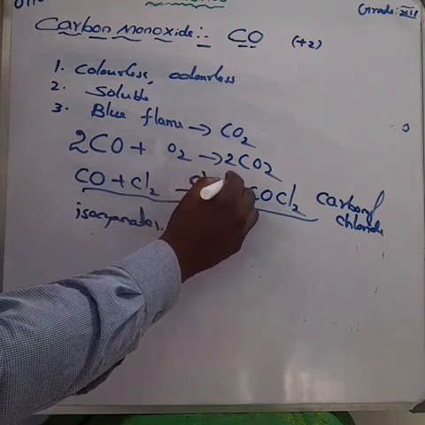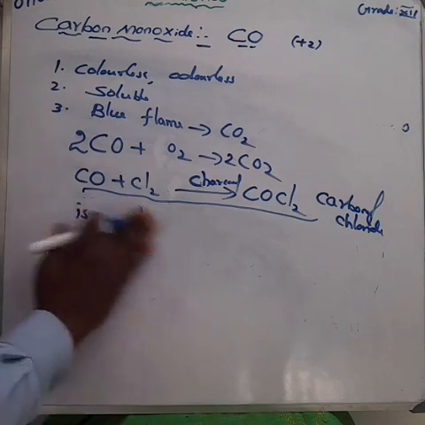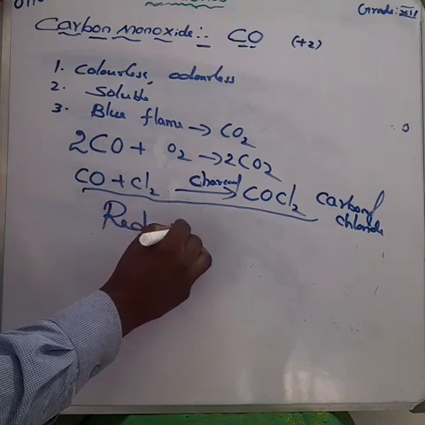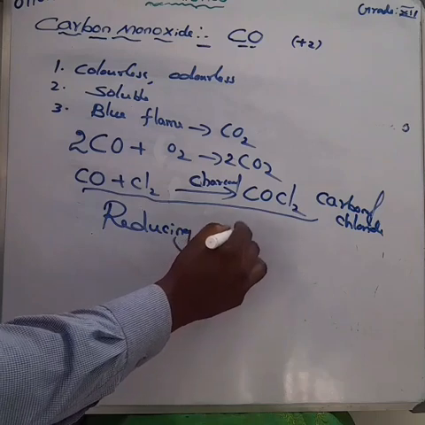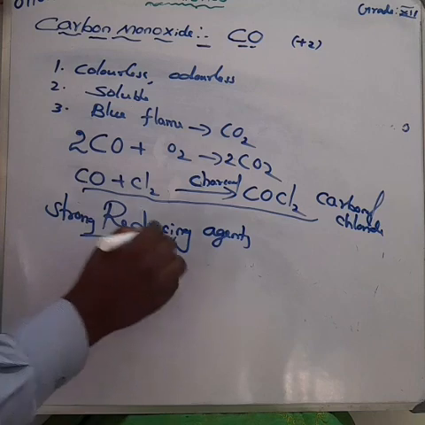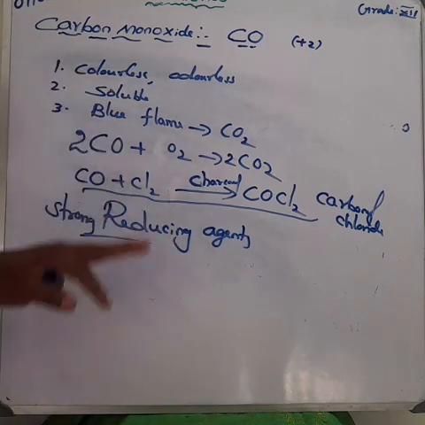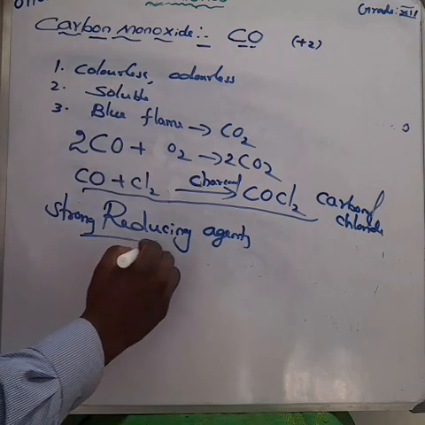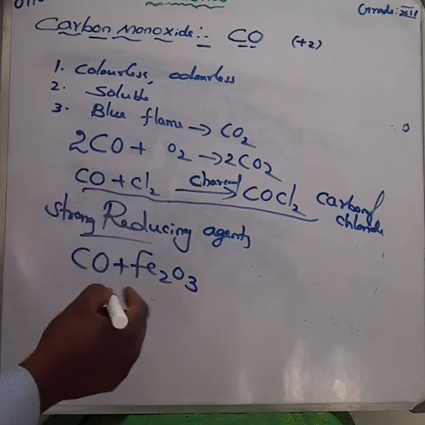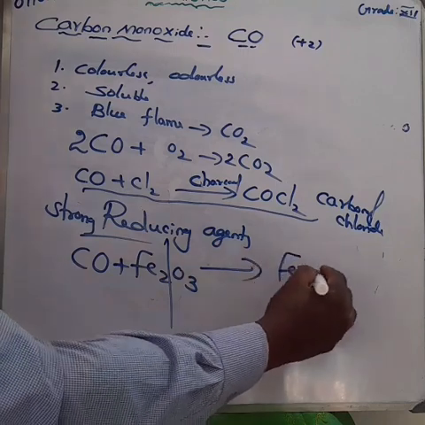Next one is very important. Already we learned in the first lesson, carbon monoxide acts as a strong reducing agent. That is on the Ellingham diagram, the applications of the Ellingham diagram, we learned thoroughly. Carbon monoxide reacts with iron oxide, the formula is Fe2O3, that is CO reacts with Fe2O3, we get iron plus carbon dioxide.